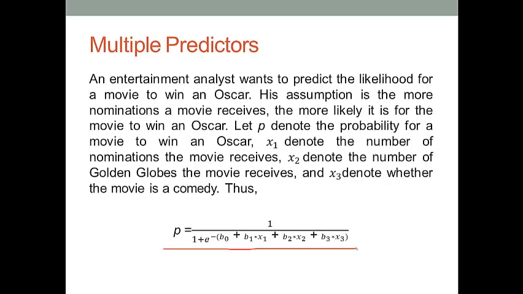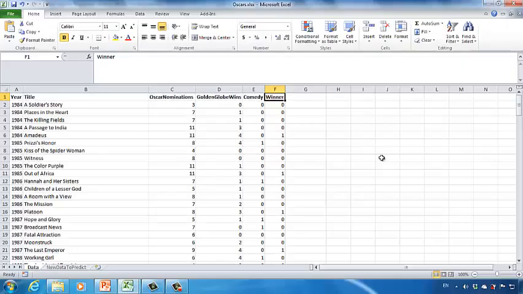So as long as we know the values of b sub 0, b sub 1, b sub 2, and b sub 3, we are able to calculate the probability for a movie to win an Oscar. How can we calculate those values? Let me show you. This is the second data set I'm going to use.